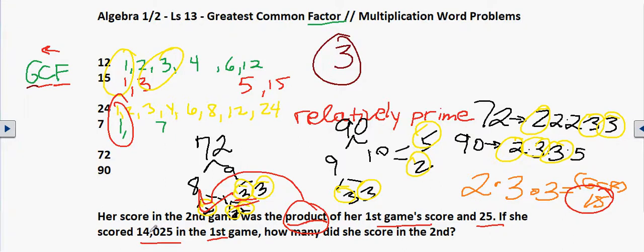So type in your calculator, 14,025 times 25. You get a pretty hefty number. That product, according to the word problem, is the score in the second game. We used multiplication to find a product as an answer. Answer should be 350,625 points. Why don't you pick 2 practice problems for me from page 49?